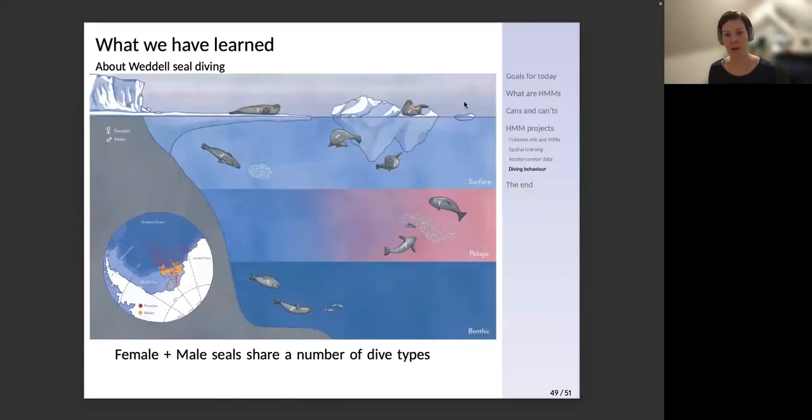This is an infographic that I developed together with a scientific illustrator to illustrate the findings of this work. We found that males and females share a number of dive types. Each of these little seals has a male or female symbol on it. So here we've got males and females hauling out on the ice and diving shallowly under the ice. We also have males and females diving on the continental shelf, deep down and feeding benthically. But only the females go out into this pink water, which is meant to show that it's warmer water, and feed pelagically.